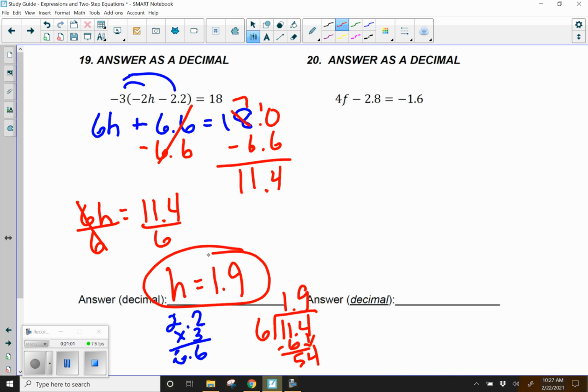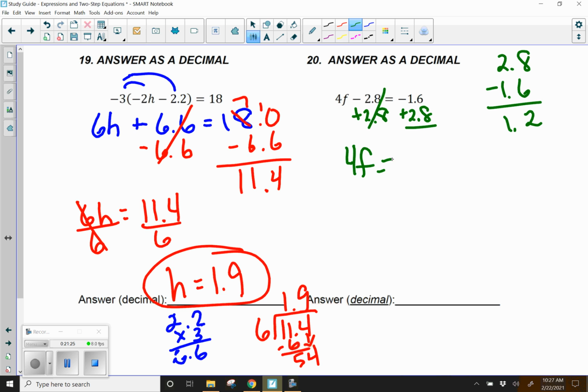And then the last problem, my constant is 2.8. So to get rid of it, we're going to add 2.8 on both sides. Be careful here because we're adding a negative and a positive, which means we actually subtract them. And I have more positives than negatives. So that leaves us with 4f equals 1.2. And then we're going to divide both sides by 4 to get f by itself.